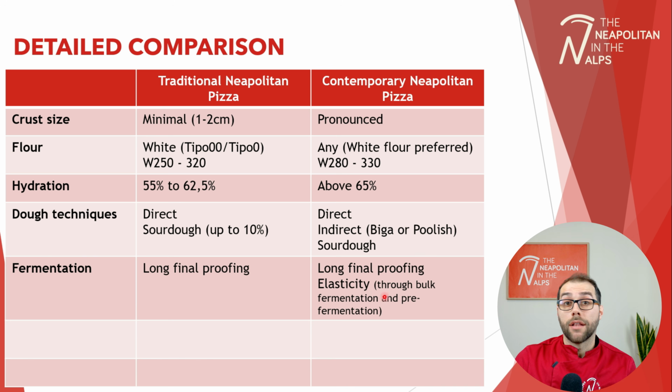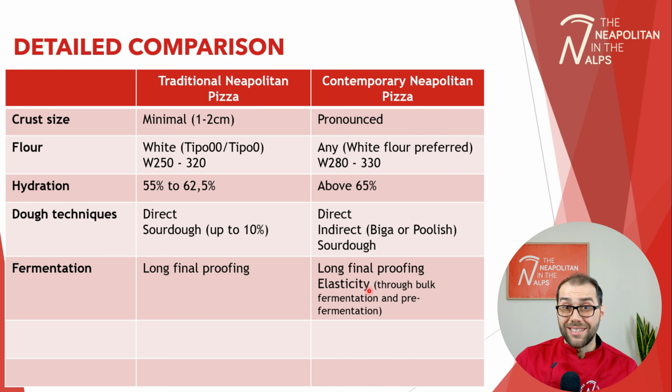Next, we're looking at the fermentation, a key step in guiding the differences in gluten elasticity. For both traditional and contemporary Neapolitan pizza, we're doing a long final proofing. This is the last fermentation before baking, and it's that fermentation that allows us to achieve high extensibility of our gluten. But as we discussed earlier, we have a difference in gluten elasticity, and that is that the contemporary Neapolitan pizza has more tenacity associated with it.